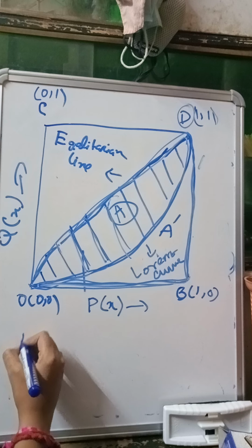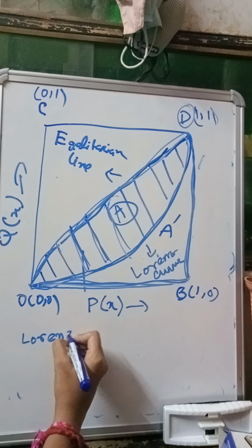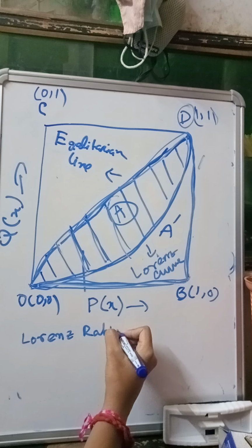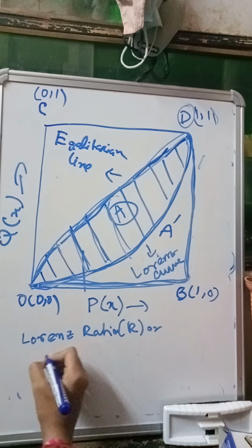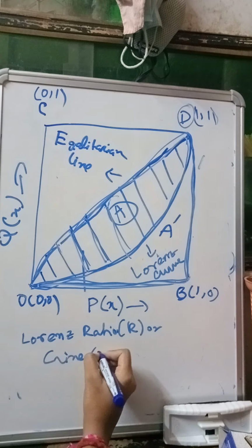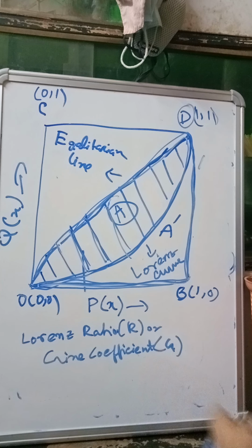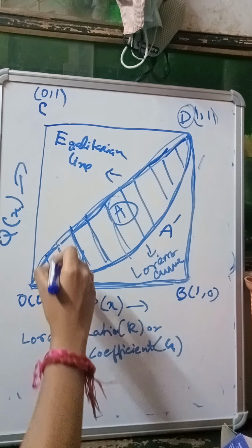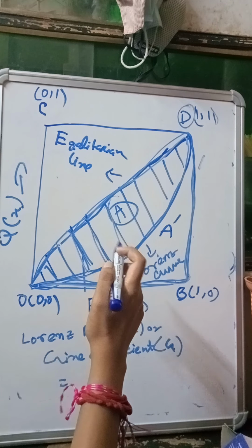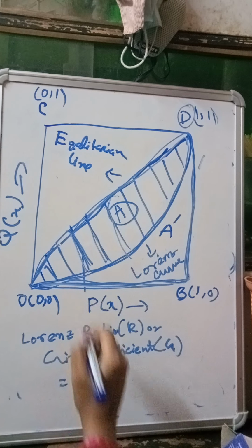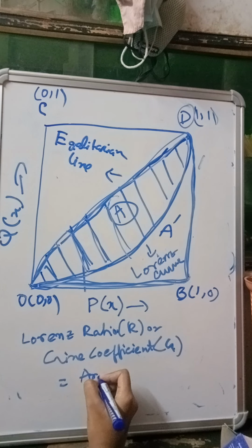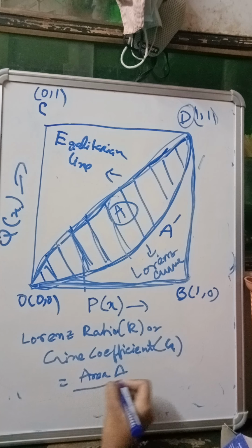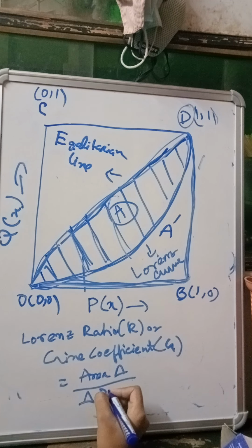So we can denote Lorenz ratio as R, or we can say this as Gini coefficient. Both are the same, and we denote Gini coefficient as G. Both are the same, remember it. Now what is the formula for Lorenz ratio or Gini coefficient? I have defined the area of the concentration as A, as you can see. So we can write it as area of A divided by area of triangle OBD.